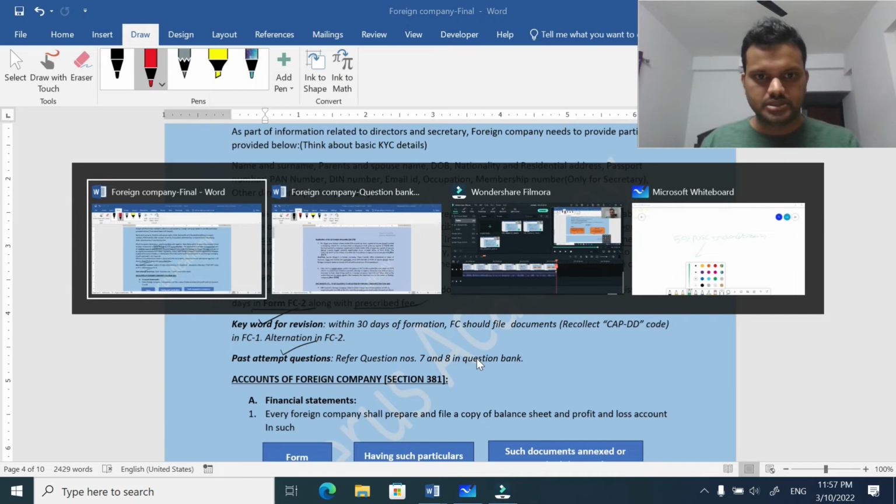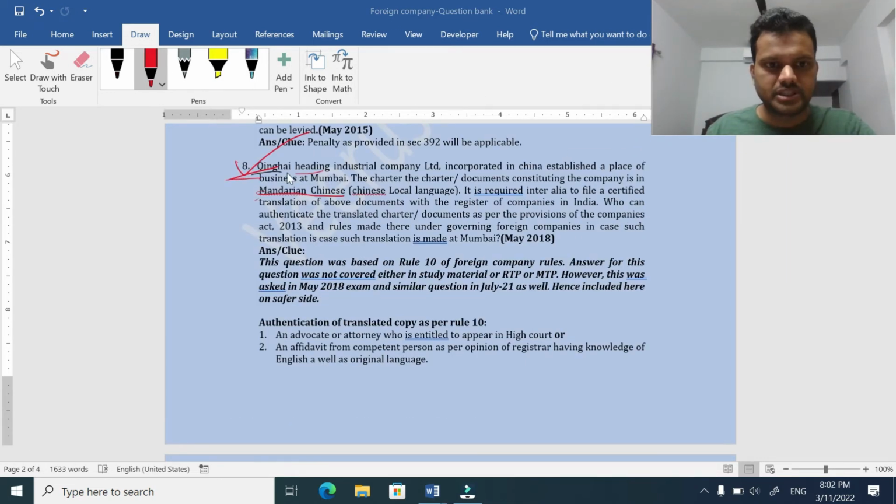Let's see question number 8. The summary of this question is, there is a company in China, and all the documents related to the company were in the Chinese local language, and they have to be filed before the ROC in Delhi. To file before the ROC in Delhi, the documents have to be in English. To get them into English, there should be a translation. And if the translation happens, who needs to authenticate those translated documents? That is the question. The translation is happening in Mumbai, that is, in India.